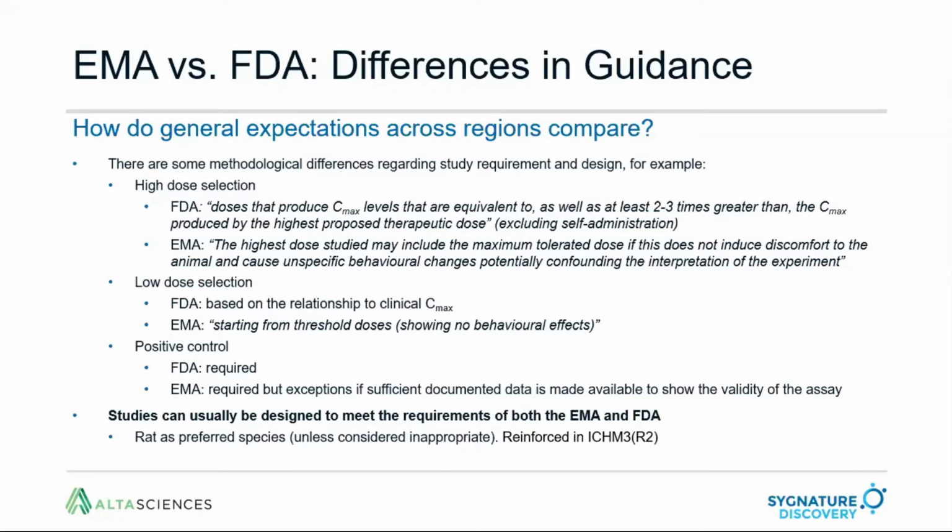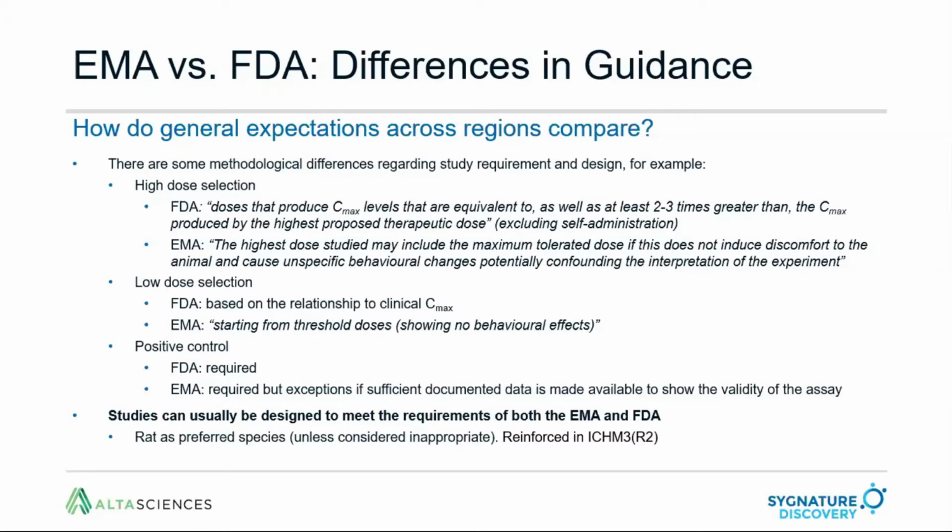So as a take-home message, studies can usually be designed to meet the requirements of both EMA and FDA, as long as there's an appreciation of some of these subtle differences across the guidance documents. And I'll finish just by saying that both of them are completely aligned from the use of the rat as a preferred species unless considered scientifically appropriate.